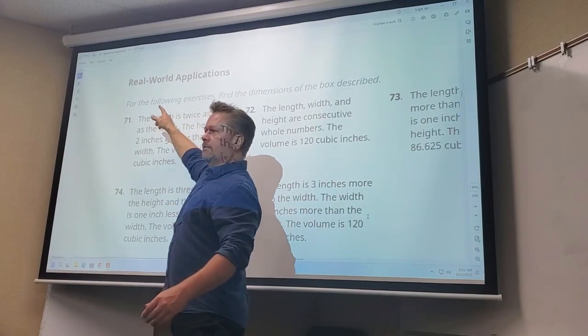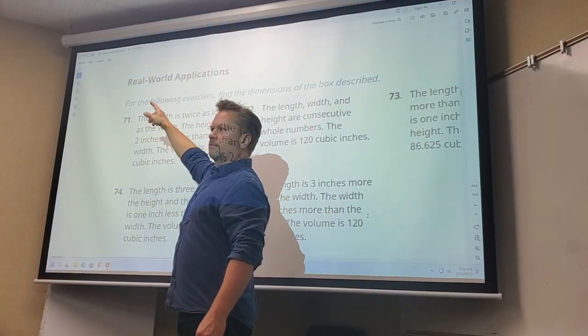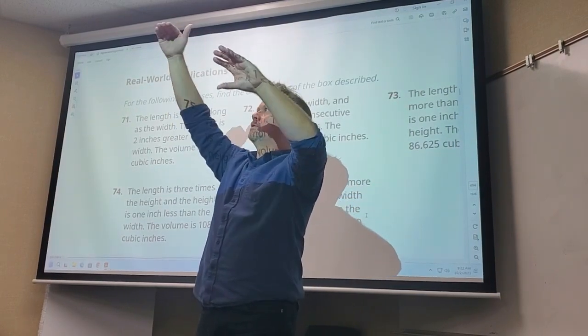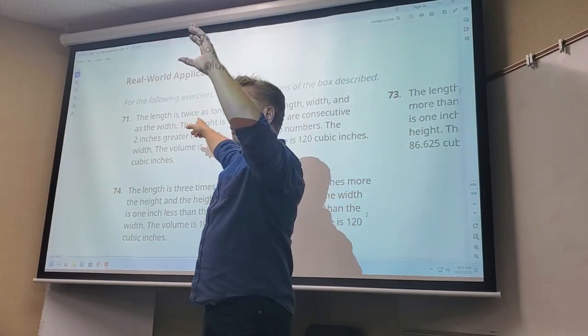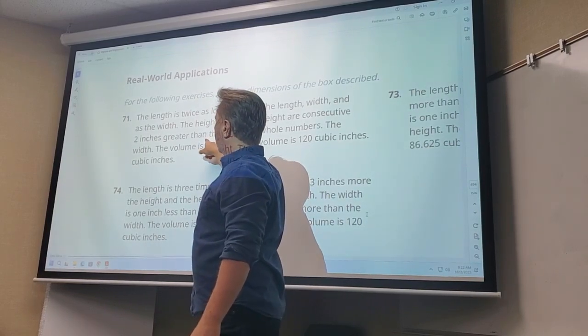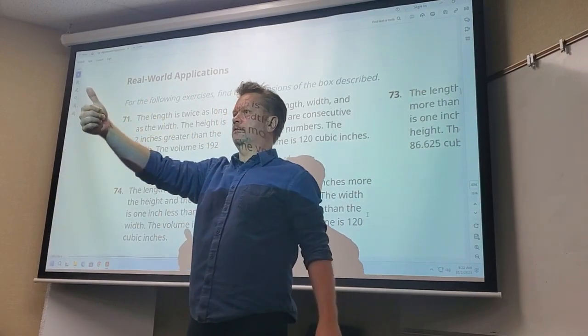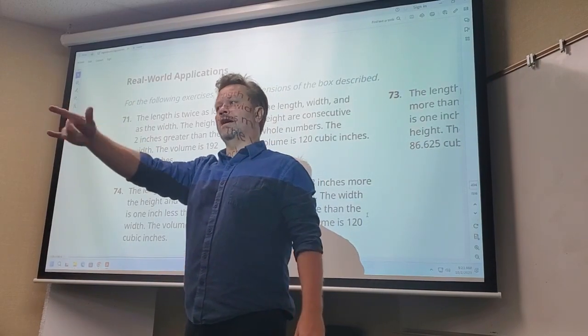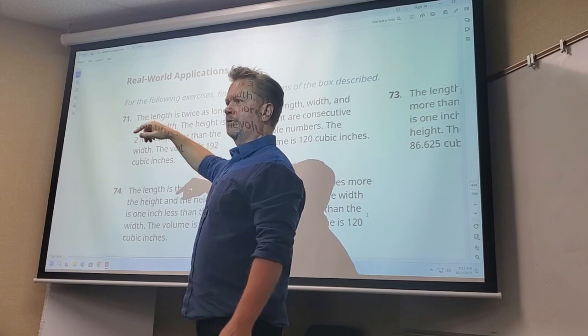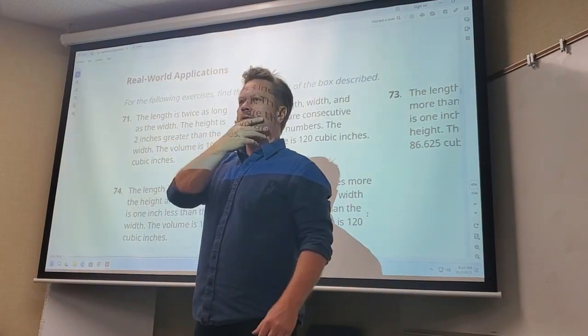So then what's the length? 2W. So you're going to make a list, right? Width, length, height. Width is W, length is 2W, and the height's going to be? W plus 2. W plus 2. Not W times 2, correct? This is 2 inches greater than, not twice, like the length is.